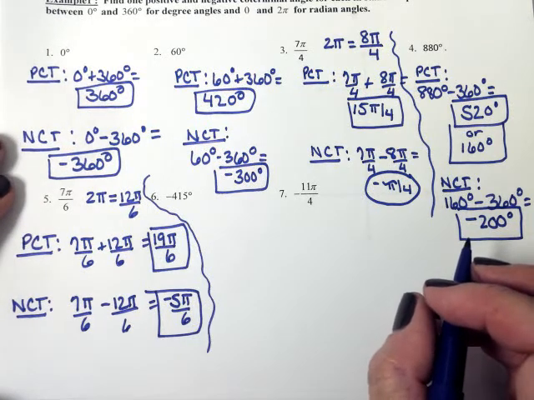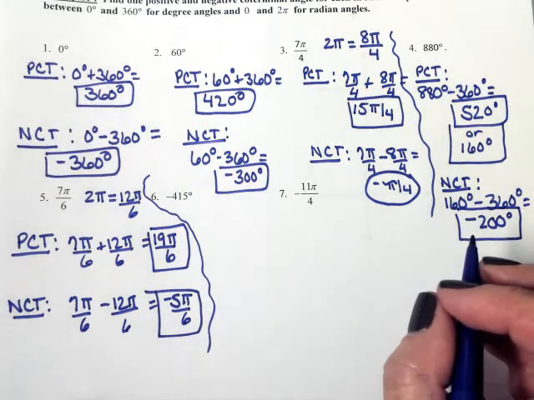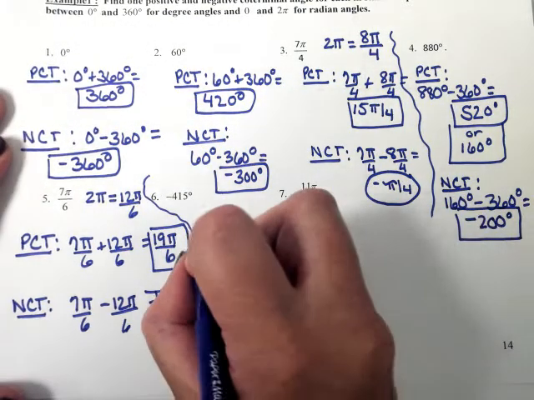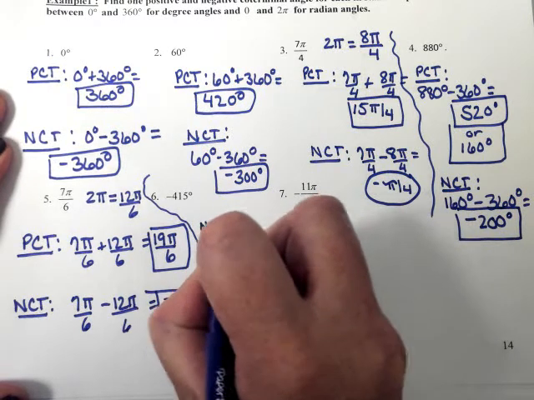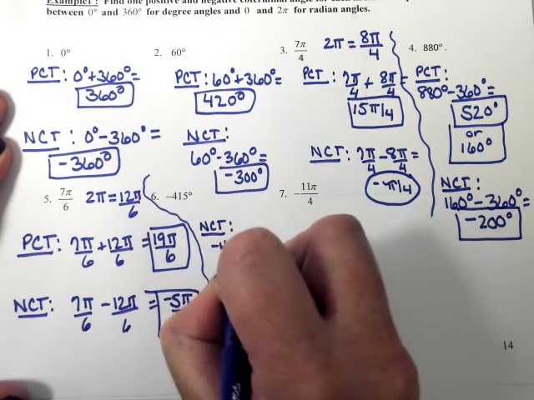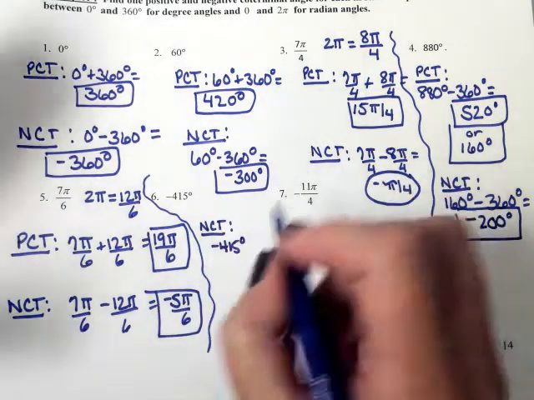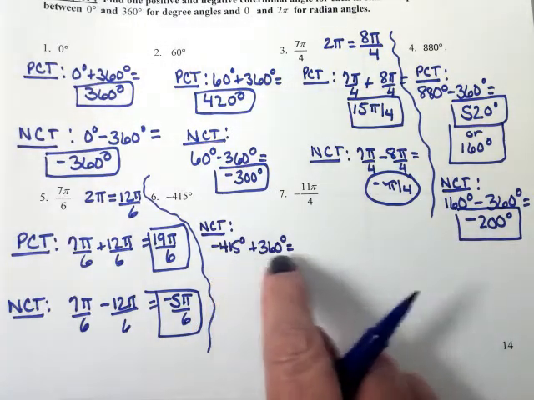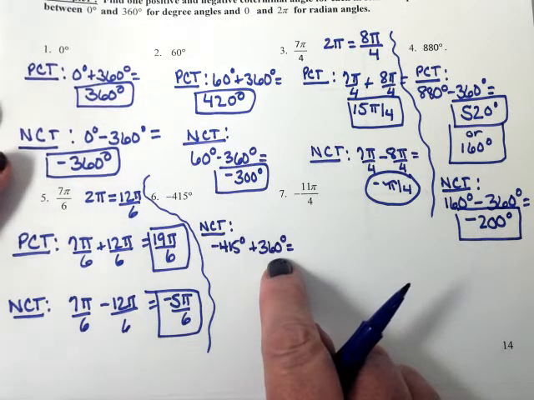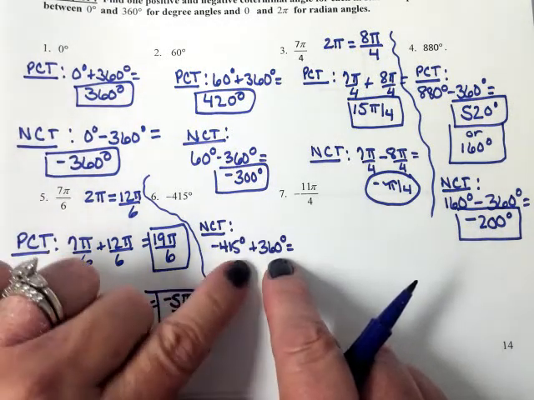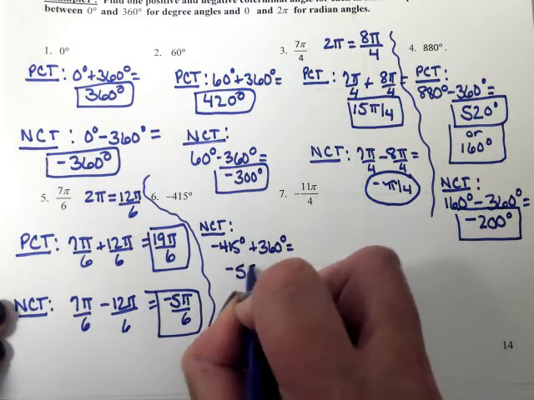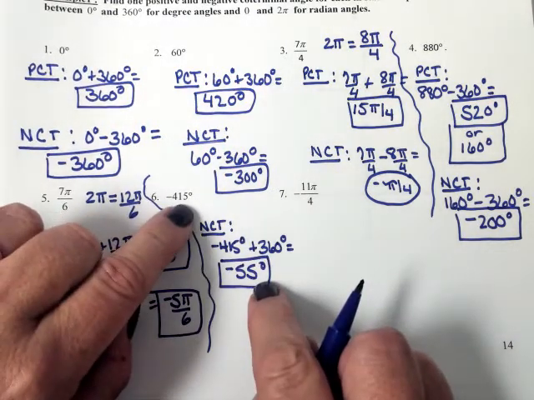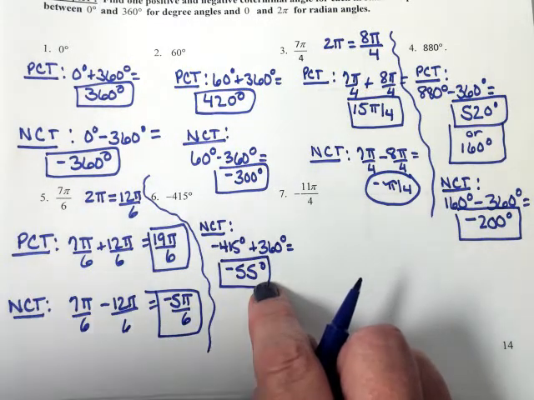So now negative 415 degrees. So I know that negative 415 degrees is going to be more than one revolution around. So to find a negative coterminal angle, I'm going to take negative 415, and instead of subtracting 360, I'm going to go ahead and add 360. So negative 415 plus 360 is going to give me negative 55 degrees. So negative 55 degrees is indeed a negative coterminal angle for negative 415.